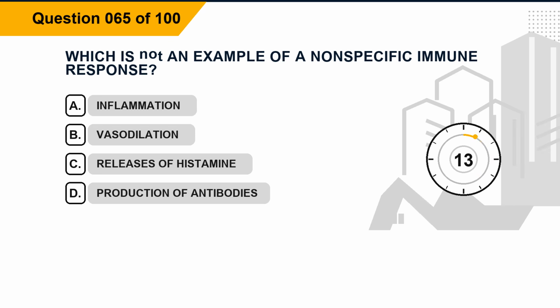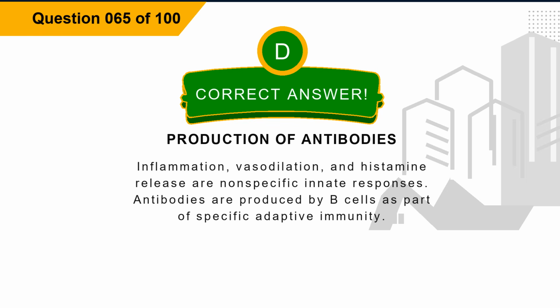Question 65. Which is not an example of a nonspecific immune response? Option A, inflammation. Option B, vasodilation. Option C, releases of histamine. Option D, production of antibodies. The correct answer is option D, production of antibodies. Explanation. Inflammation, vasodilation, and histamine release are nonspecific innate responses. Antibodies are produced by B cells as part of specific adaptive immunity.